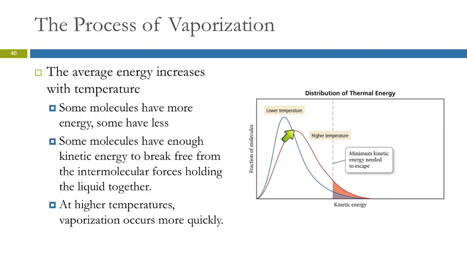If we increase the temperature, that's the equivalent of having those children running across run faster. Higher temperature, we've got more molecules that have enough energy. And so the rate of evaporation will go up because there's more molecules that can escape.